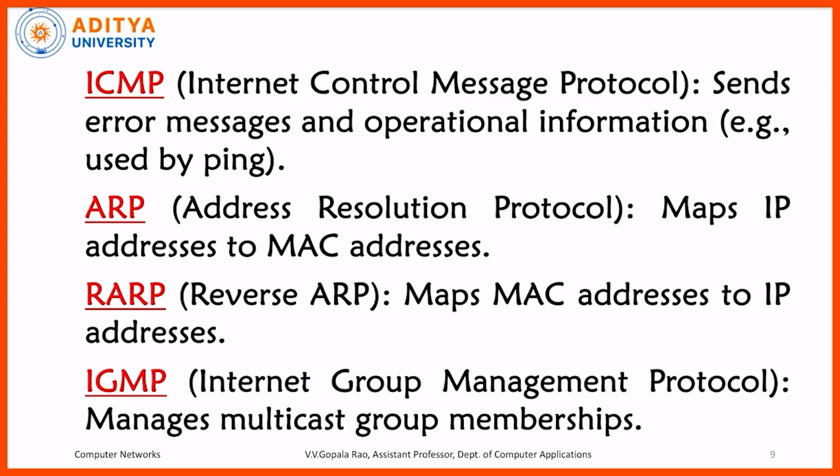And RARP means reverse ARP. The MAC address means the media access control address. Reversely, you can convert the MAC address into the IP address, whereas in ARP the IP address is converted into the MAC address, and in RARP the MAC address is converted into the IP address. So the process is almost similar, but in one case it is the forward way, and in the other it is the reverse way.